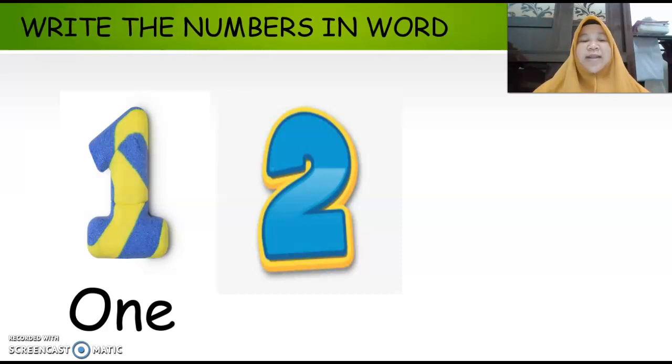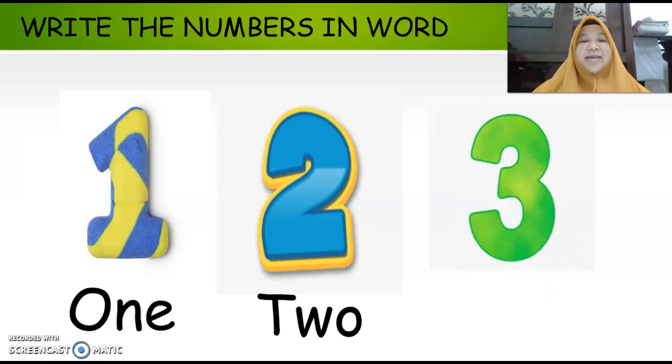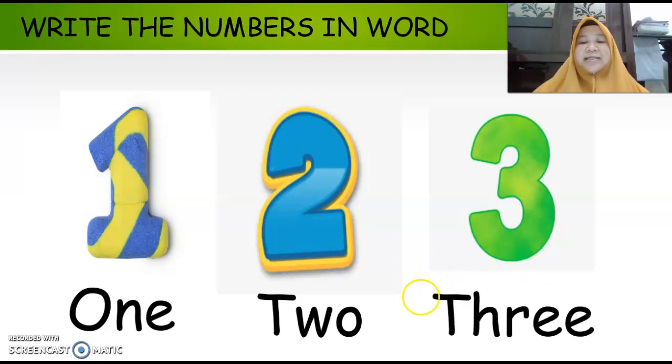Spell number 2 in word as T-W-O. 2. Okay, this one is number? Yes, very good, class. Number 3. How to spell 3? T-H-R-E-E. 3.